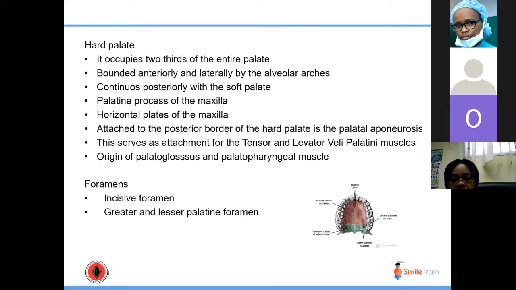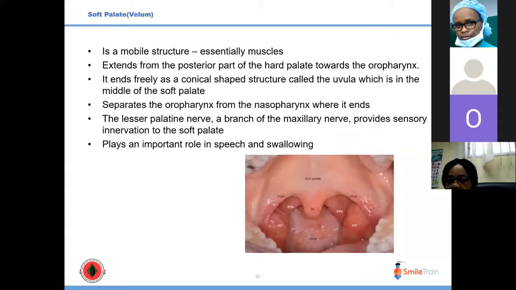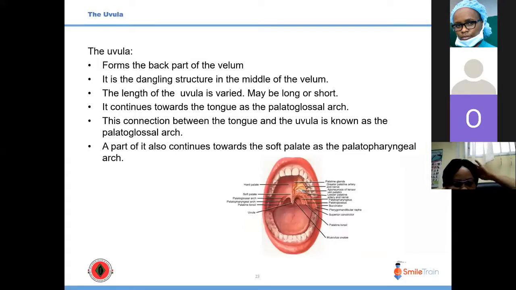The hard palate, as we said earlier, is bounded anteriorly and laterally by the alveolar arches, and it consists of the palatine bone and the horizontal plate of the palate. And it has some foramina for the greater palatine, for the lesser palatine, as well as the incisive foramen. The soft palate is mobile and it ends as the uvula, which is centrally placed. And it also separates the oropharynx from the nasopharynx where it ends. The uvula is the dangling structure in the middle of the soft palate.